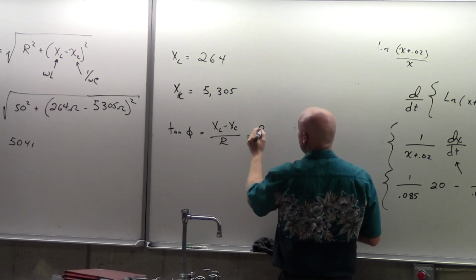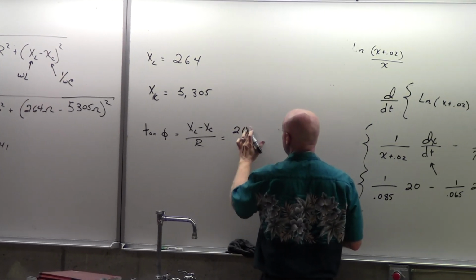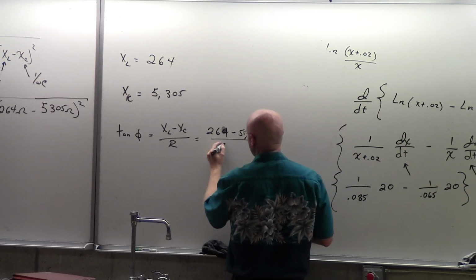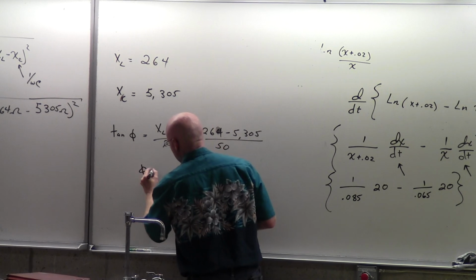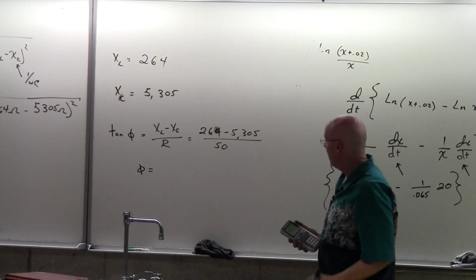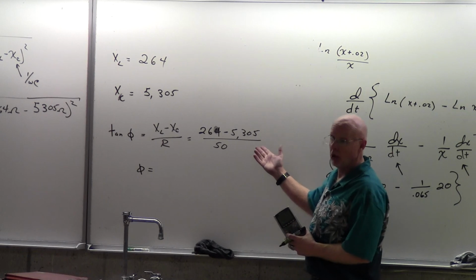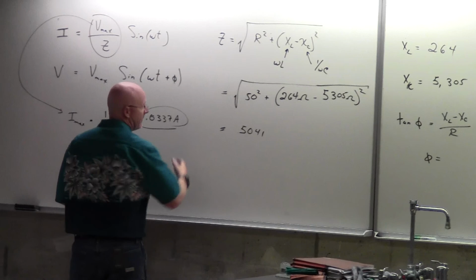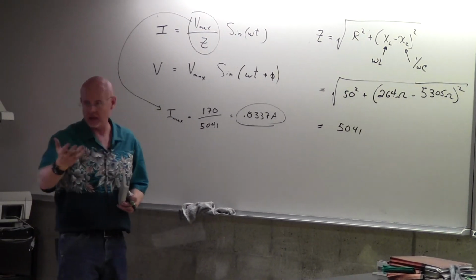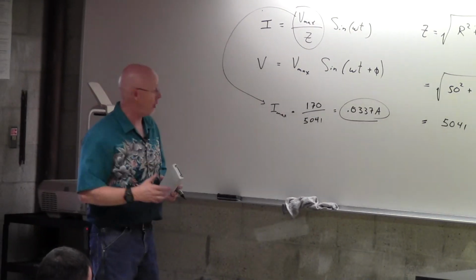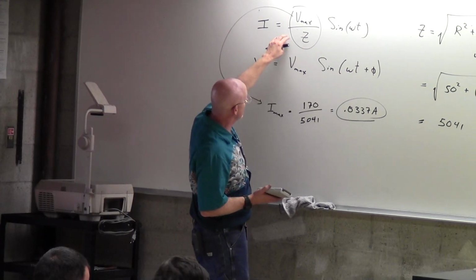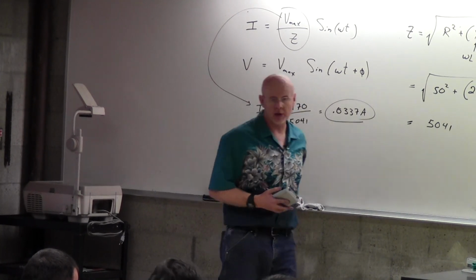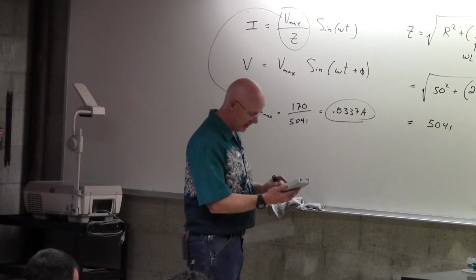And we did this number already, so this is 264 minus 5,305, all divided by 50. And of course, not a surprise, it's going to be a huge negative number, which it should, because this is dominated by the capacitor, and the capacitor is that ICE that we talked about. And so we should have current long before we get our EMF. So this is probably close to negative 90 degrees, but I'll see what I get.